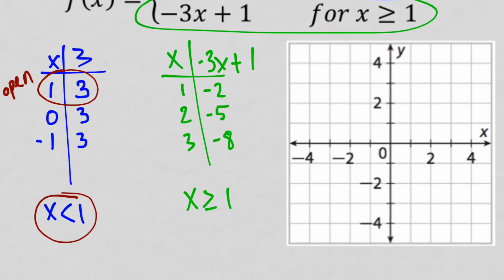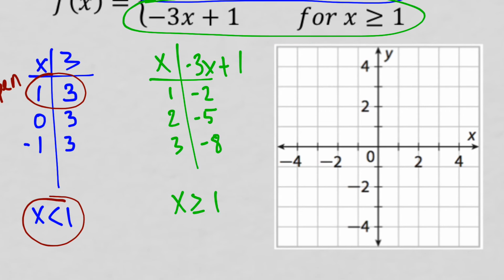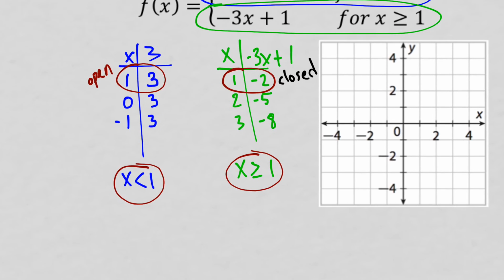On the green one, same thing. This right here, see the equal sign right there? That means that right here at this one, there should be a closed circle. This one should be closed. Alright, now we're ready to graph. Let's graph the blue one.